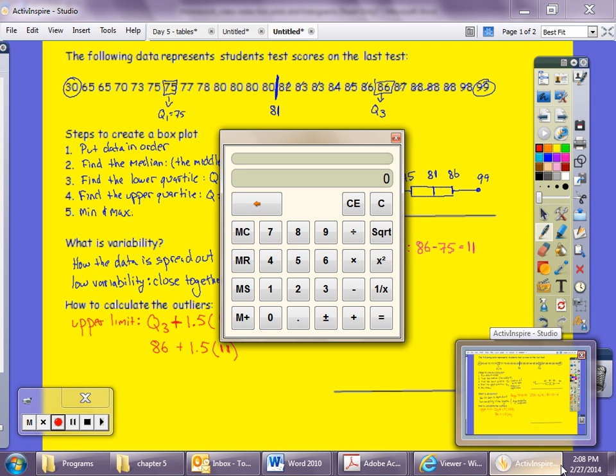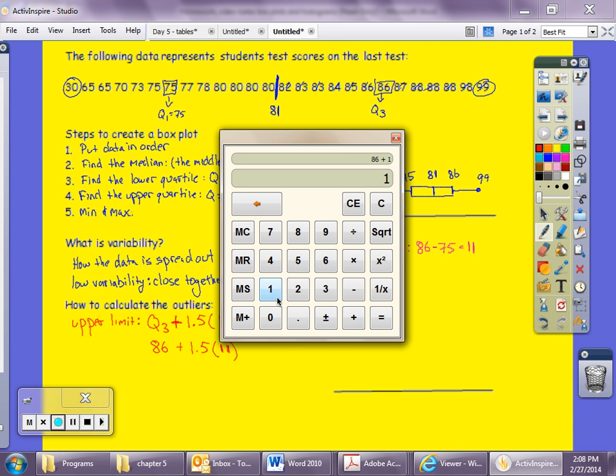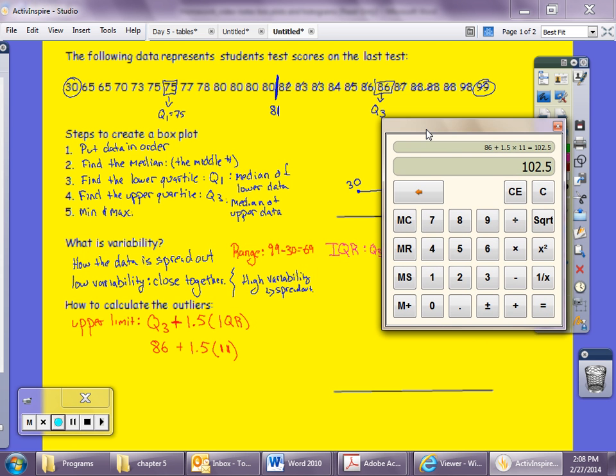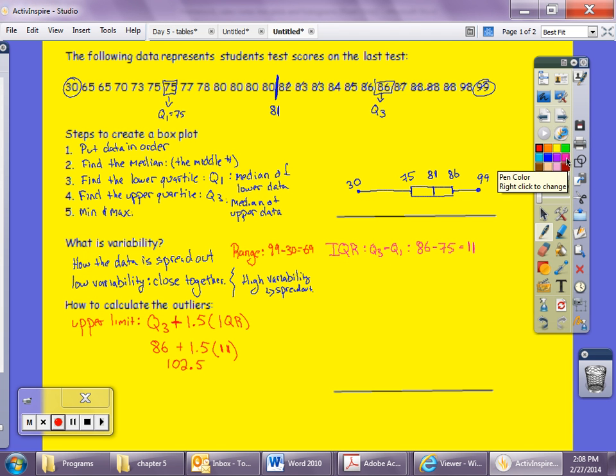So we have 86 plus 1.5 times 11, which will give us 102.5. So that means the upper limit is 102.5. Now, do we have any values above 102.5? Here's 102.5. Okay, so there are no values above that, so there are no outliers on the top half of the data.